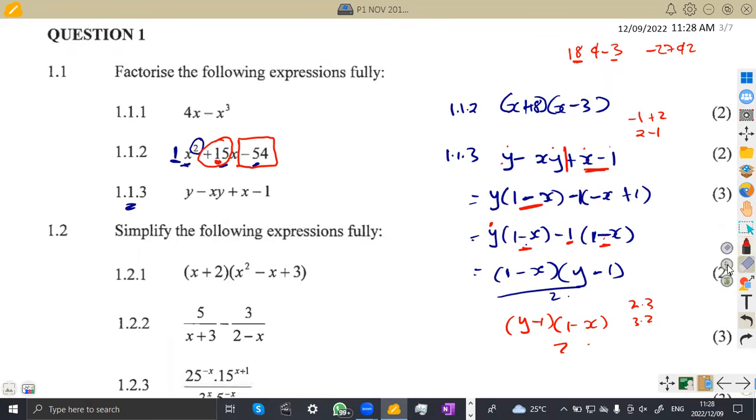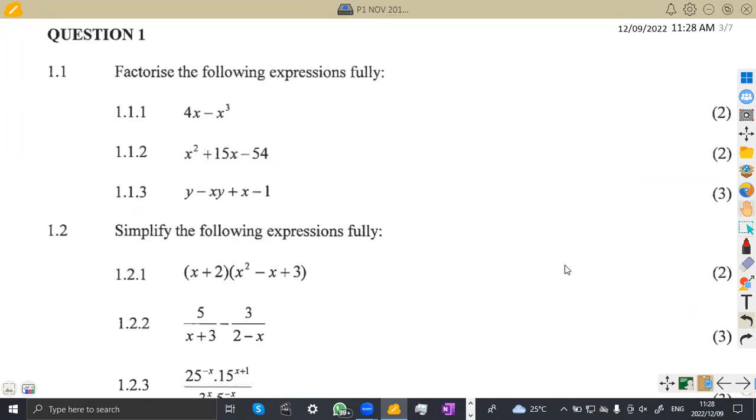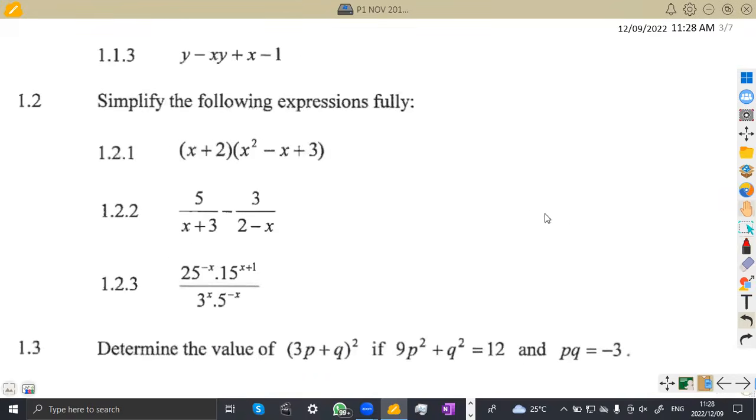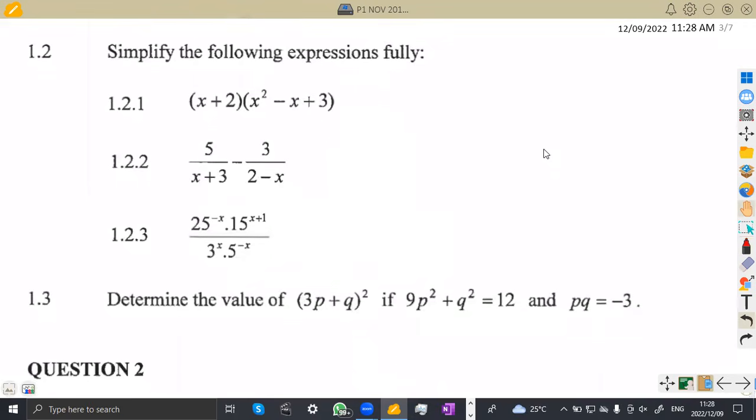I think everything is clear. So I'm going to remove this part so that we can cross-check the other part that we have on 1.2. So 1.2, we are given to simplify the following expressions fully. That is, you're supposed to check what is happening to the expression.